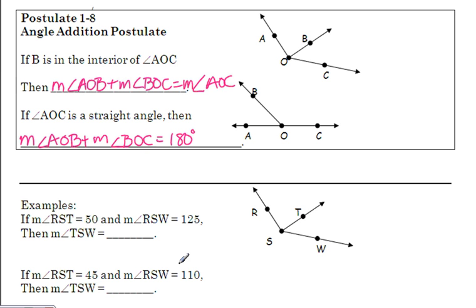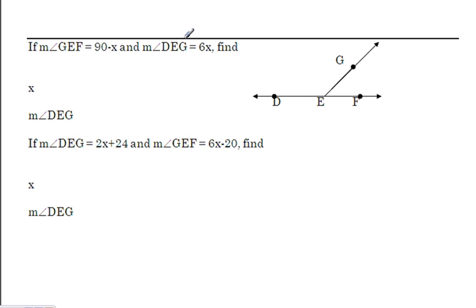I'd like you to go ahead and pause here and use that angle addition postulate to find me the measure of angle TSW in both of these cases. Okay, so you should have found that the measure of angle TSW in the first case was 75 degrees, and in the second case was 65 degrees. Make sure you include your degrees because that is the units for this answer. But again, we're not going to make it that easy.